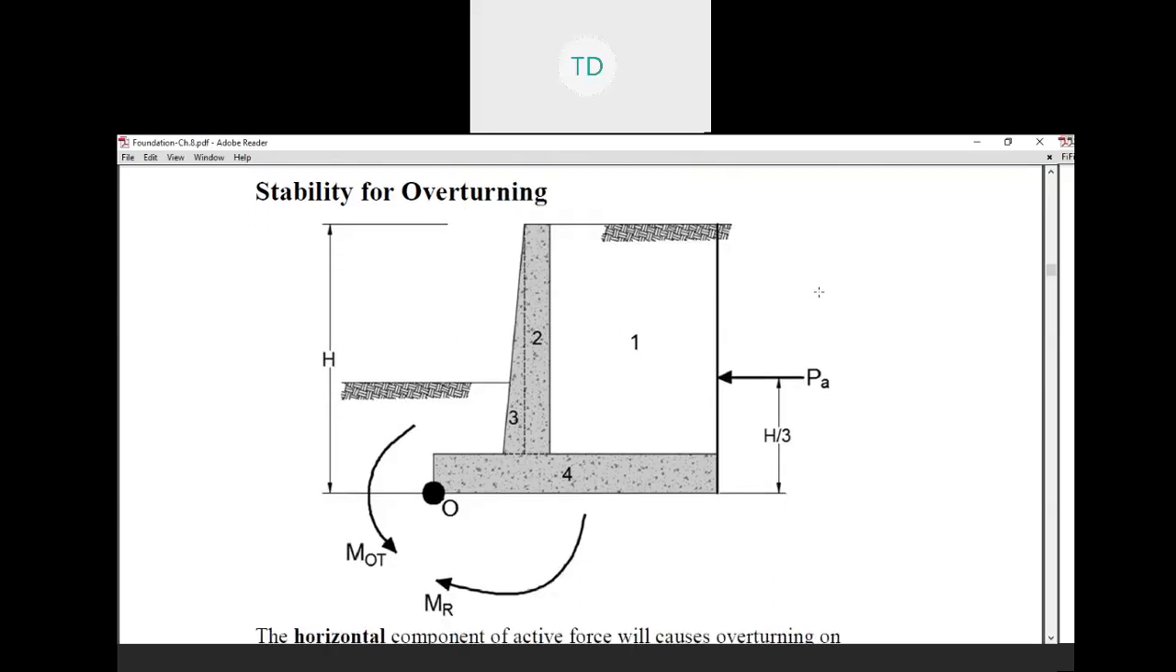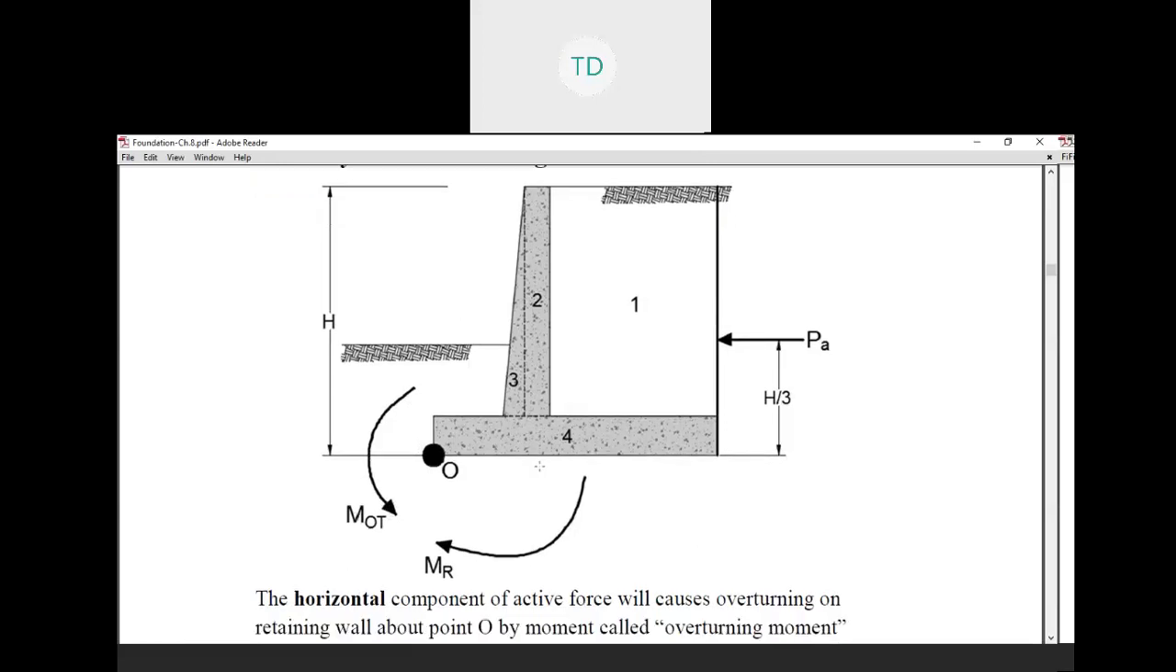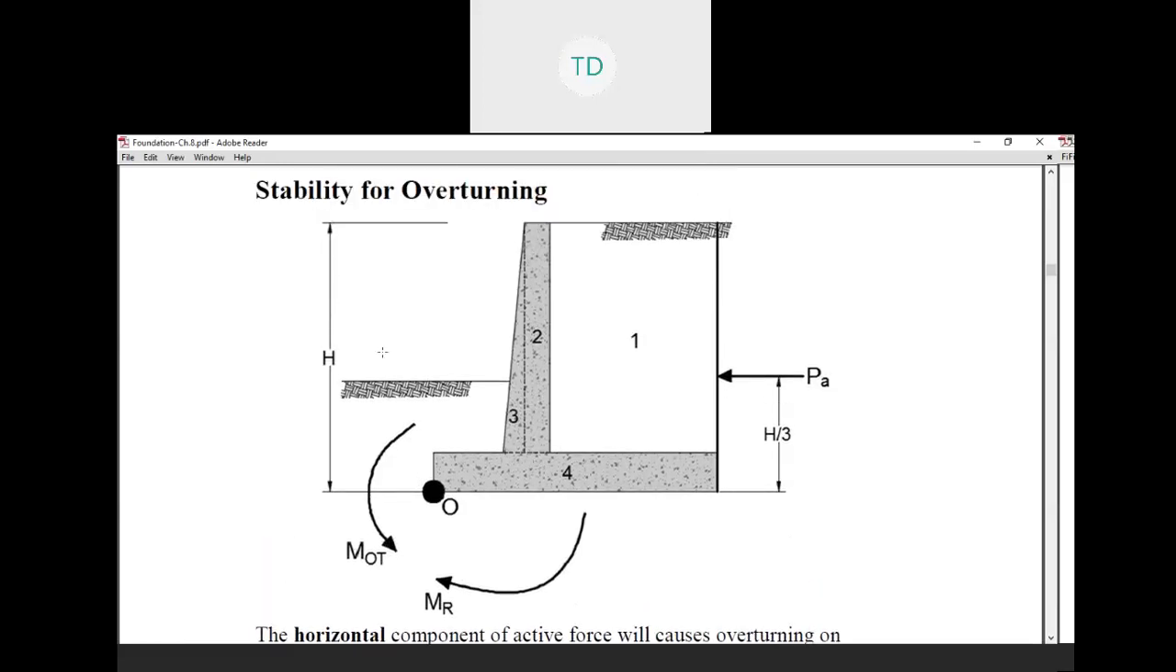Here is the retaining wall and the element, also the forces and the point of overturning. H is the height of the retaining wall, the height from where the maximum pressure is allocated.